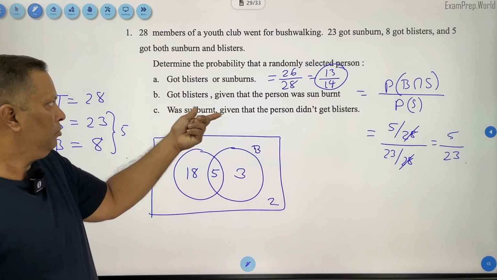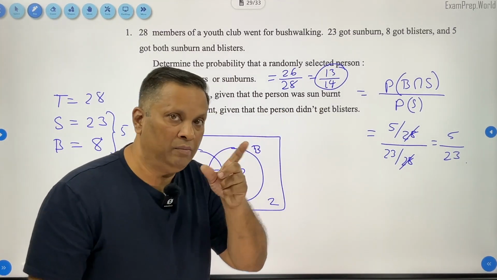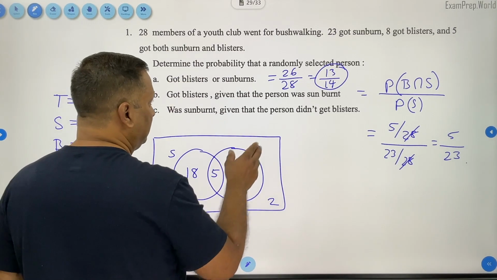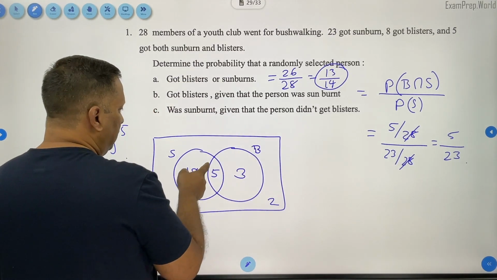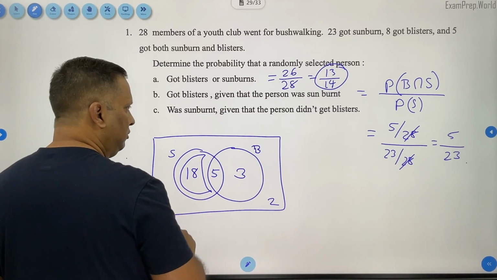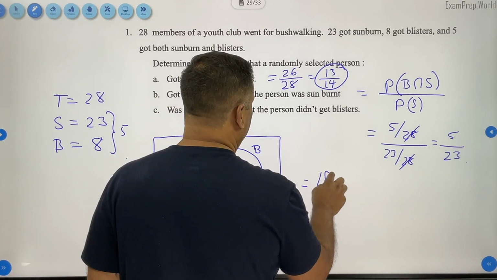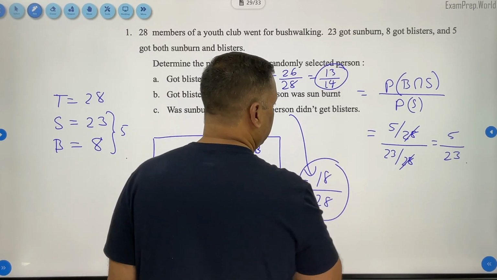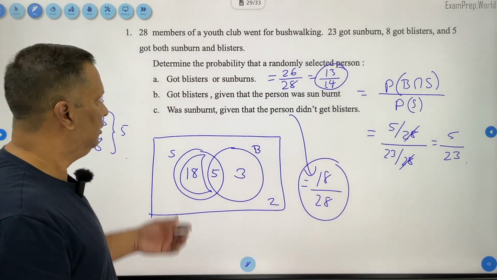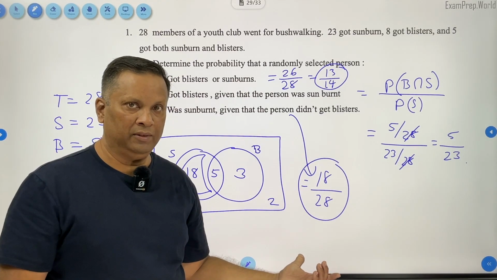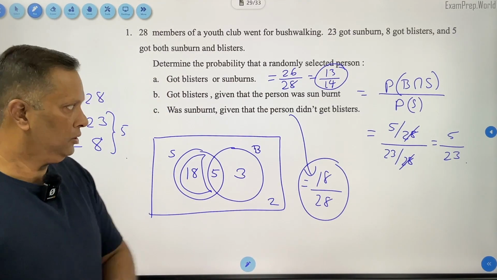C. Was sunburned given that the person didn't get blisters. So for that, this is very simple. Who got sunburned but didn't get blister is this area, 18. So it is straight away 18 upon 28 for the third answer. We had conditional probability, we have normal probability, and we have a straightforward answer. Okay. I'll move away from the screen, note it.